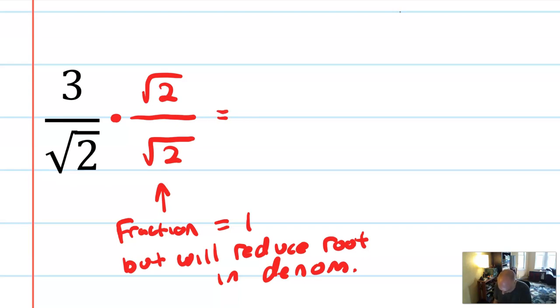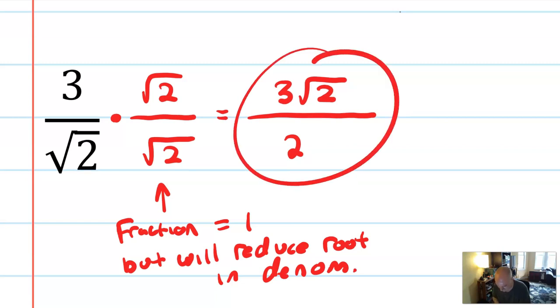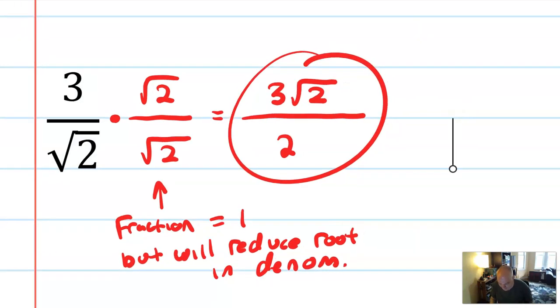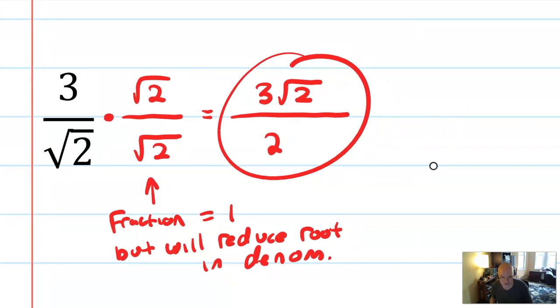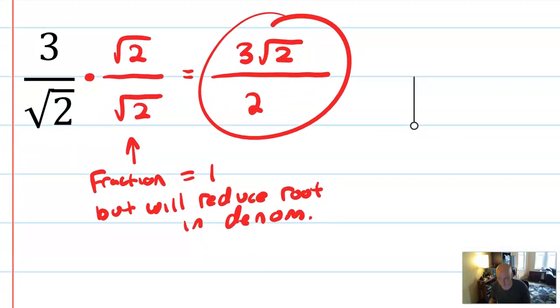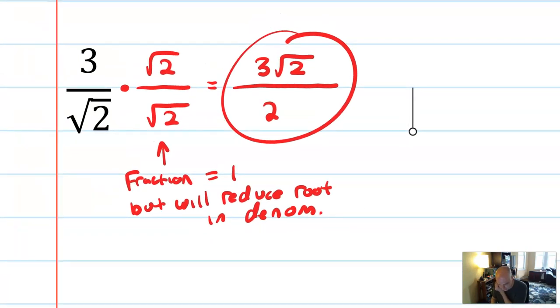So what happens here? Let's do the calculation. The top becomes 3 root 2. The bottom, root 2 times root 2, becomes 2. And you end up with 3 root 2 over 2, and 3 and 2 are relatively prime, so that simplifies, and that's the answer. That's rationalizing. It shows up a lot. I'm not going to require you to do it in general, but there will be some problems that ask you to rationalize to show you know how.